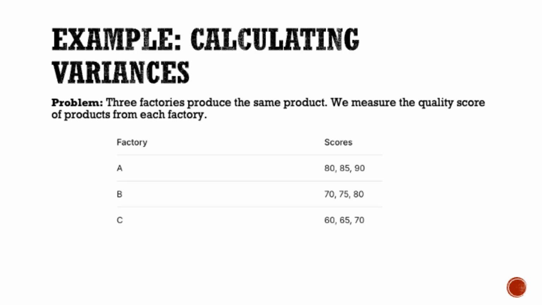Let's work through a detailed example. Suppose 3 factories produce the same product and we measure quality scores from each factory. Factory A has scores 80, 85, and 90. Factory B has scores 70, 75, and 80. Factory C has scores 60, 65, and 70. We want to find the total, between group and within group variances.